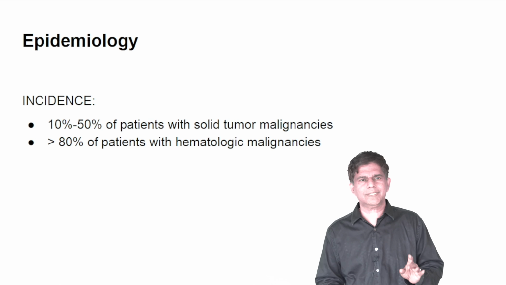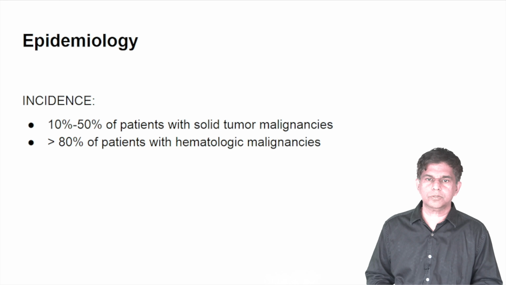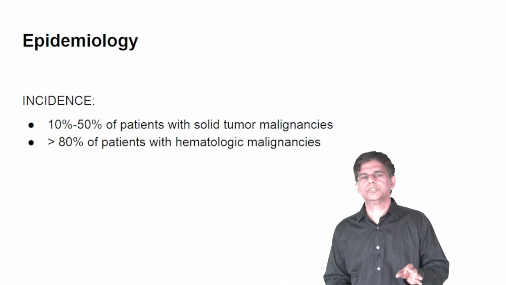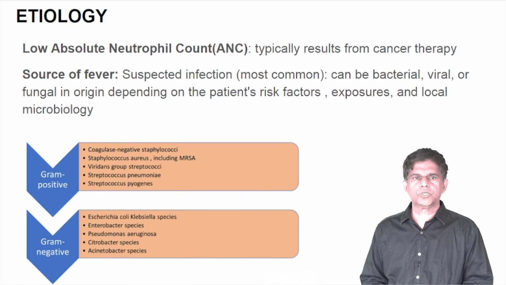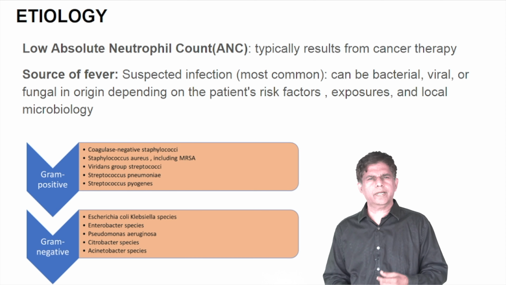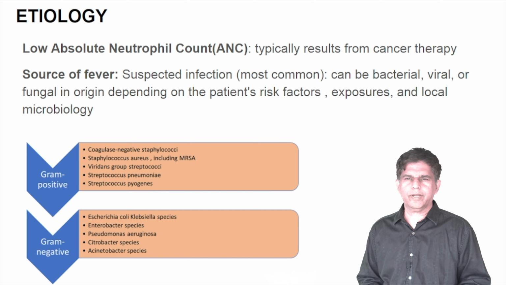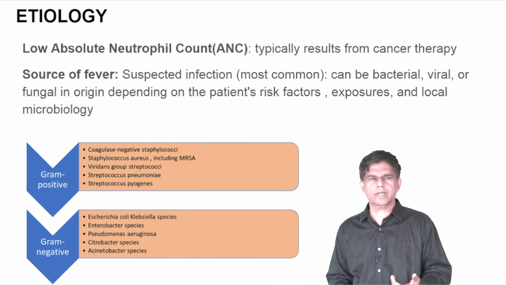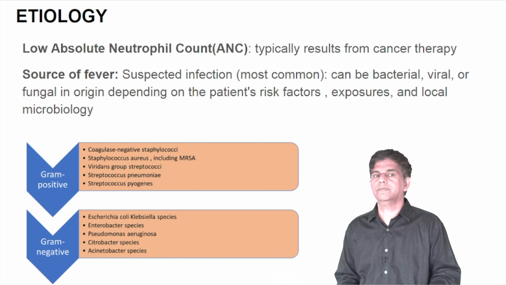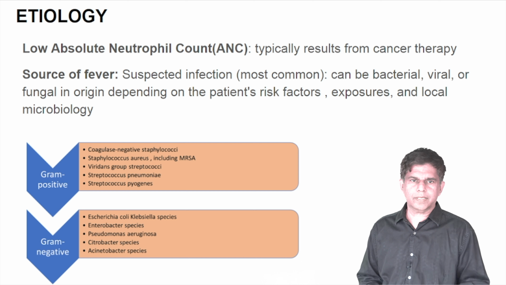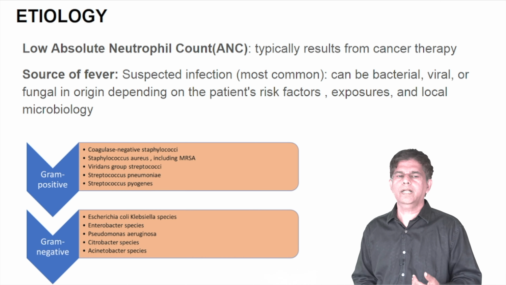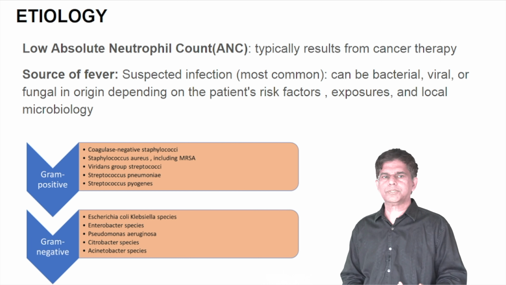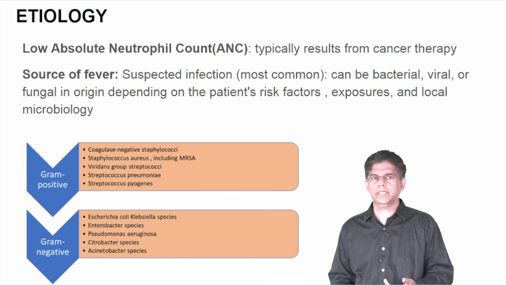Epidemiology: 10 to 50% of patients with solid tumor malignancies, or 80% of patients with hematological malignancies. So very high risk, right? Low ANC typically results from cancer therapy, and the source of fever could be infection, either bacterial, viral, or fungal. Gram positive: coagulase-negative staph, MRSA, viridans streptococcus, and pneumococcus. Gram negative: E. coli, Klebsiella, Enterobacter, and Pseudomonas are all common.